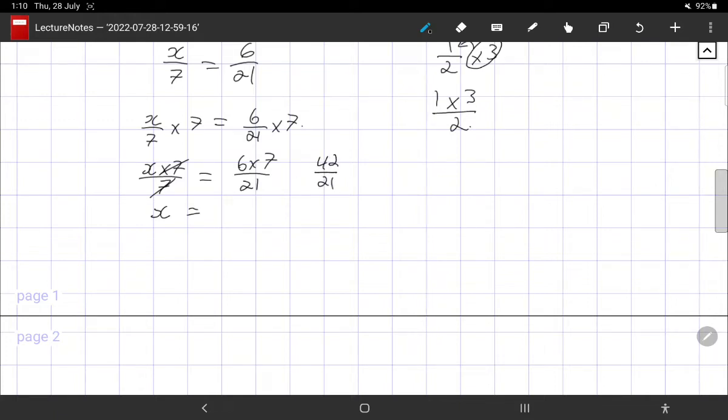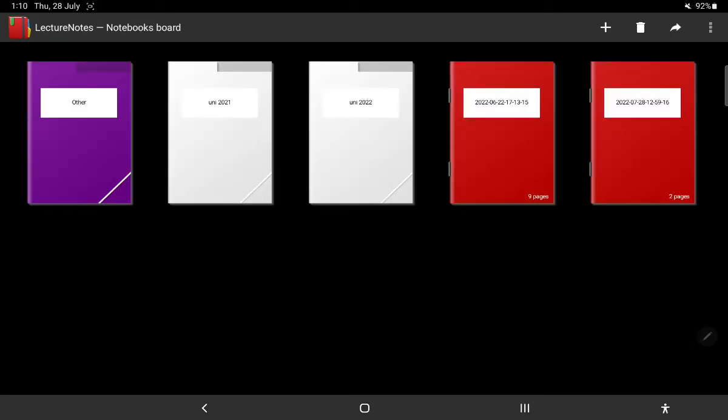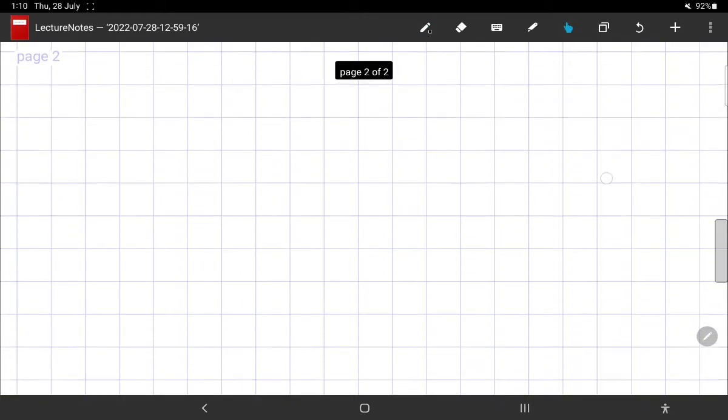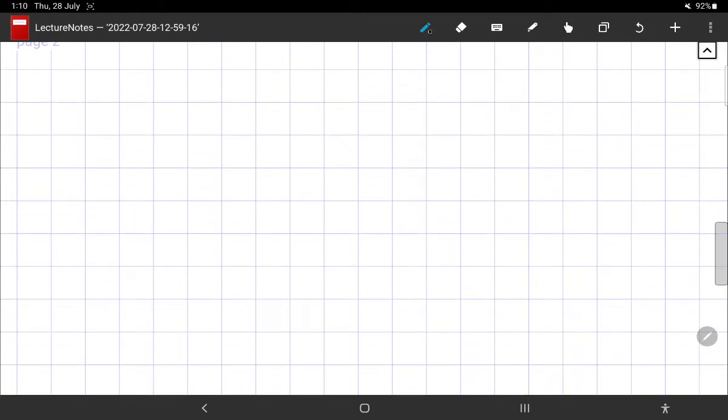42 over 21. Can that be simplified any further? Well, let's write that down first. I know that 21 is divisible by 7, which is great for me. I also know that 42 is divisible by 7 because we got there by multiplying by 7. So let's divide both by 7. X equals 6 over 3. Well, this makes life really easy, because 6 over 3, we know that 6 over 3 is indeed 2. All right, what about the next example?